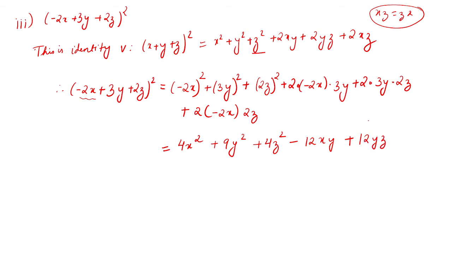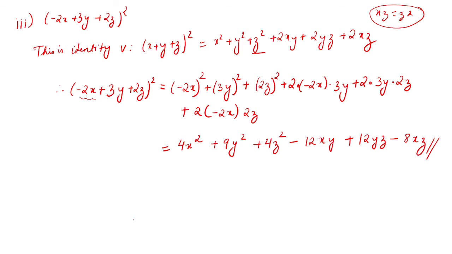Now again, look carefully at the sign. Minus into plus becomes minus. Okay, so whenever you see a minus sign, you'll have to be very careful. Clear? 2 into 2, 4. 4 into 2, 8. 8xz. This is the answer for sub question 3.